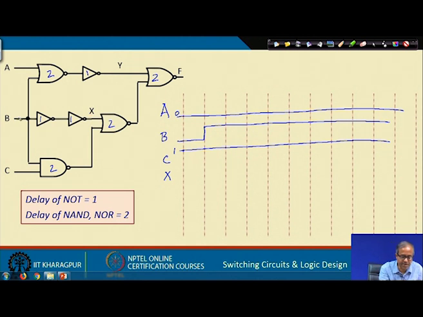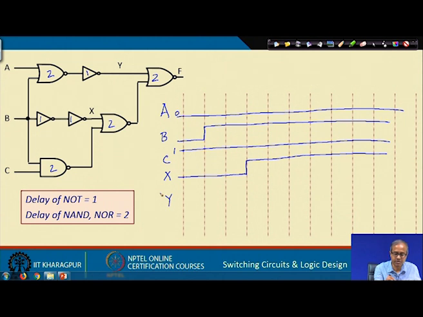You see the value of B is getting inverted twice, 2 NOT gates. So, the same value should come at x, but after a delay of 2 units, 1 plus 1. So, whatever B is there, there will be a delay of 2. So, x will be like this, right, B after a delay of 2.